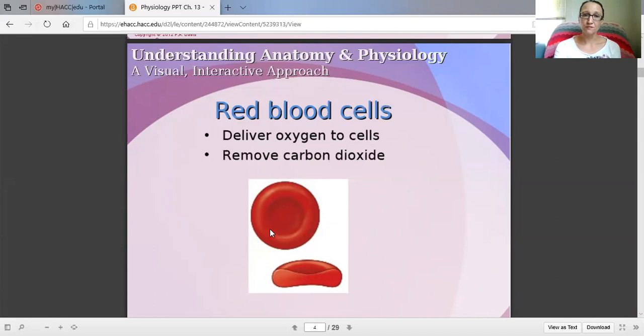Now, the fun thing about red blood cells is that they lack a lot of organelles. There's no DNA, there's no nucleus. Red blood cells cannot reproduce themselves. But in the last video, I told you that they're made in the bone marrow, so you probably already guessed that.